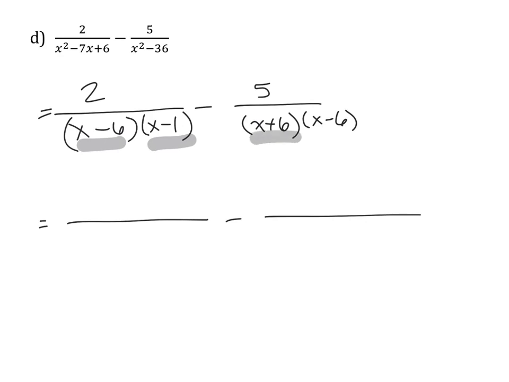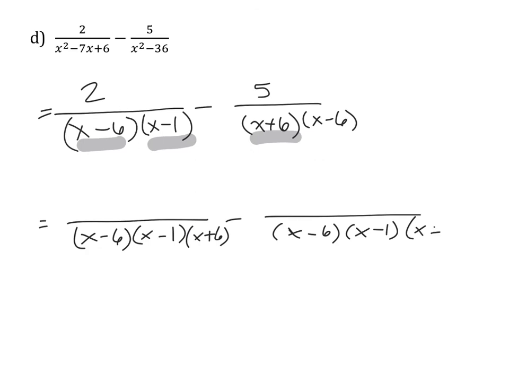Since this already has x minus 6, it's already covered from the other one. So my least common denominator is going to now be x minus 6, x minus 1, and then we have that x plus 6. And then I'm going to see, okay, what was it missing earlier from each of these? So this one did not have an x plus 6. This one on the right didn't have an x minus 1. So that's what I'm going to be multiplying my numerator by.